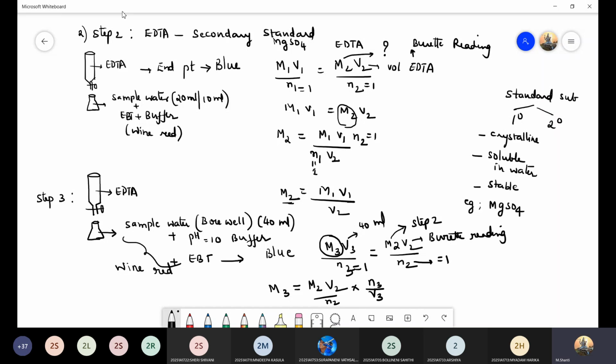Now once M3 is known, multiply this M3 into 10 power 5. You get the value of the hardness in ppm. Okay, girls? Yes, ma'am. Okay, next is the last step.